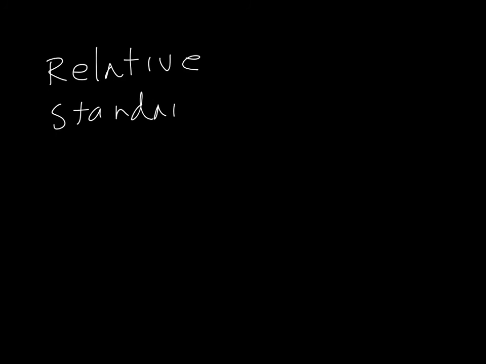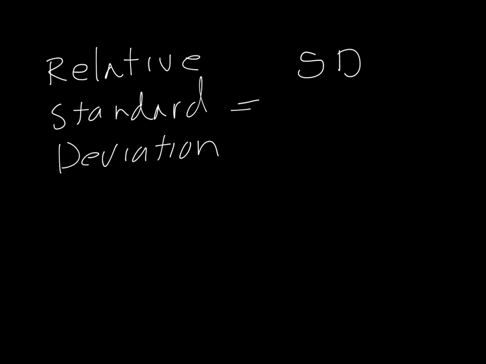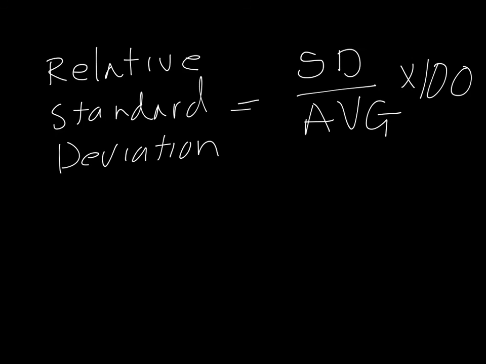In addition to standard deviation, there's one other statistical quantity that I really love, and that quantity is known as relative standard deviation. What are you talking about? Relative standard deviation is simply your standard deviation expressed as a percent of your average. It is your standard deviation divided by your average times 100. So it takes your standard deviation and expresses it as a percent of your average.